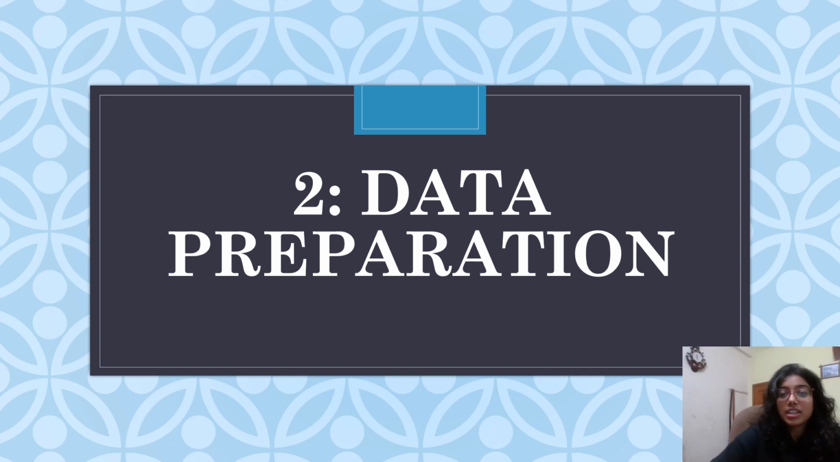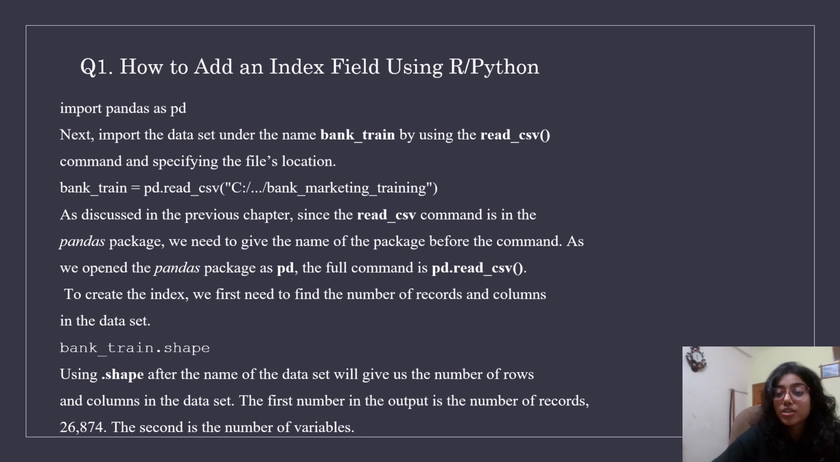Welcome. Today we are going to study data preparation. So the first question is how to add an index field using Python. We are going to import a module that is called pandas. Then we import the data set under the name bank_train by using the read CSV command and specify the file's location. Here we'll specify the file path, that is the location of the file.